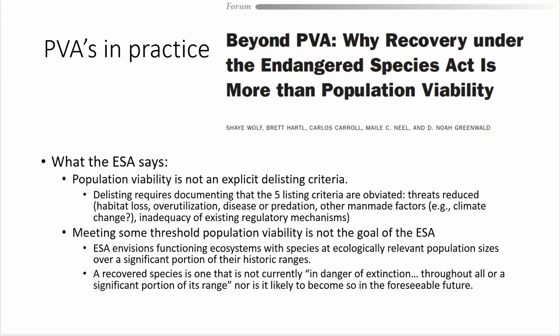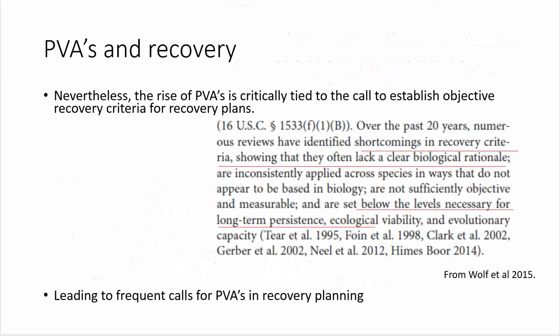And meeting some threshold of population viability is also not the goal of the ESA. The ESA envisions functioning ecosystems with species that are at ecologically relevant population sizes over significant portions of their historic ranges. So the words in the ESA are: a recovered species is one that's not currently in danger of extinction throughout all or a significant portion of its range, and not likely to become so in the foreseeable future. And so it's not clear that you need to have a PVA to support a recovery of an endangered species, but it seems like it might be handy.